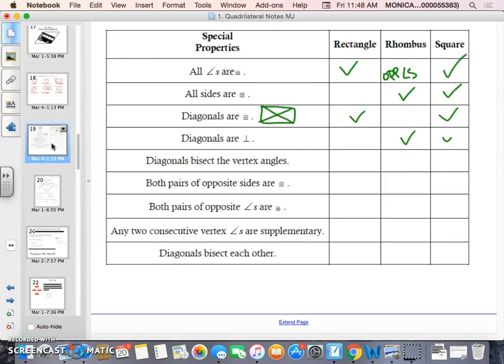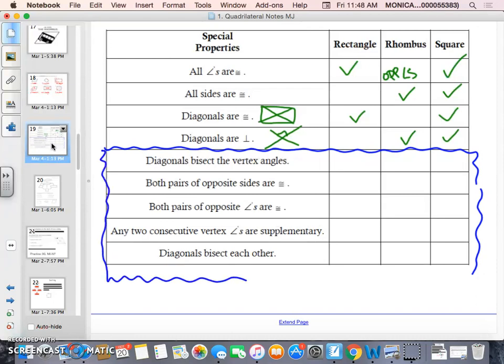And in a square and a rhombus, our diagonals actually meet at a 90-degree angle. So those are the special characteristics of a rectangle, rhombus, and square. Actually, the rest, all of these, are characteristics of all parallelograms. And please remember, the definition of a parallelogram is that there are two sets of parallel sides. So this is all parallelograms.